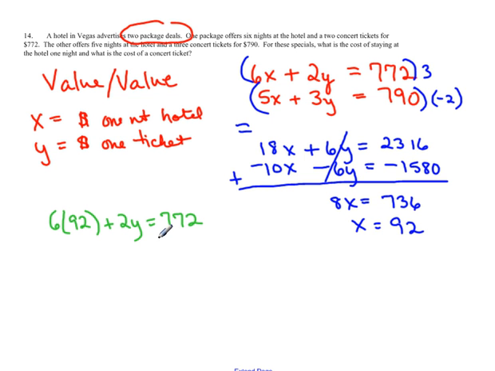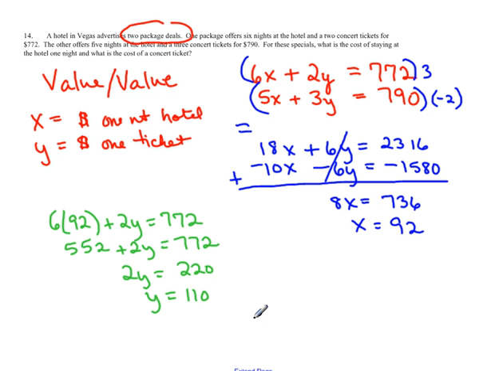And then I multiplied this out, so 6 times 92 is 552 plus 2y equals 772. Subtract 552 from both sides, you get 220. Divide by 2, and y equals 110.